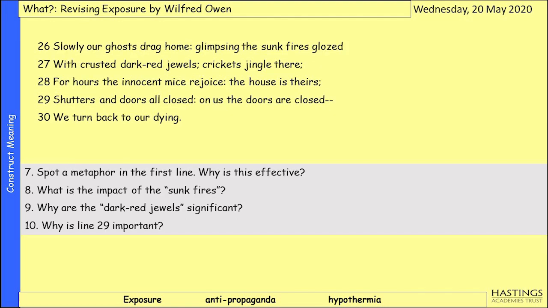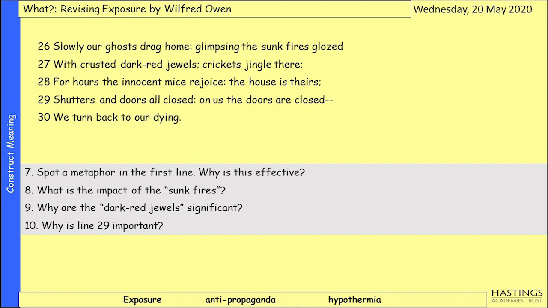Stanza 6. Slowly our ghosts drag home, glimpsing the sunk fires glozed with crusted dark red jewels. Crickets jingle there. For hours the innocent mice rejoice. The house is theirs. Shutters and doors all closed. On us the doors are closed. We turn back to our dying. Pause the video now and do the questions below.